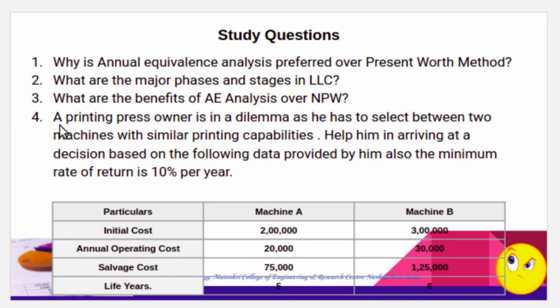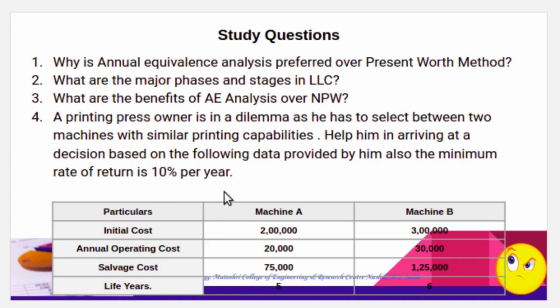And the last question is, a printing press owner is in a dilemma as he has to select between two machines with similar printing capabilities. Help him in arriving at a decision based on the data provided by him. Also, the minimum rate of return is 10% per year. So you have to solve these study questions.